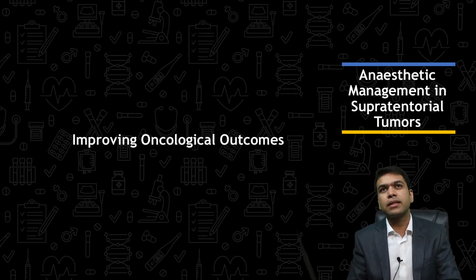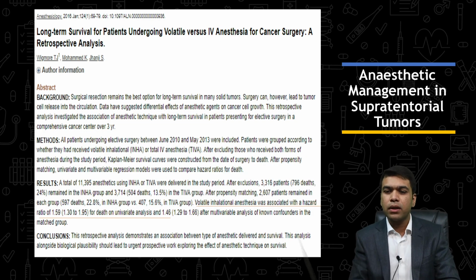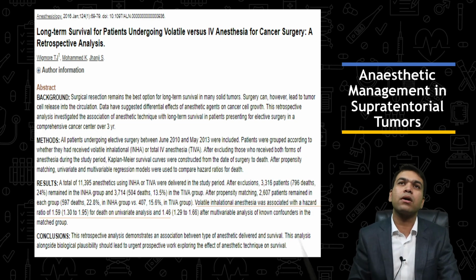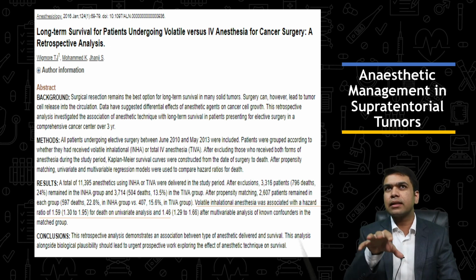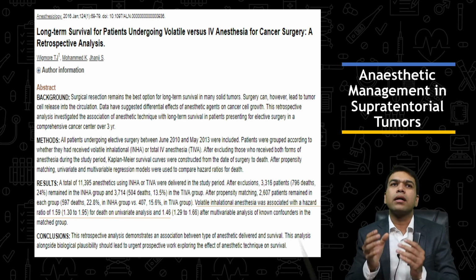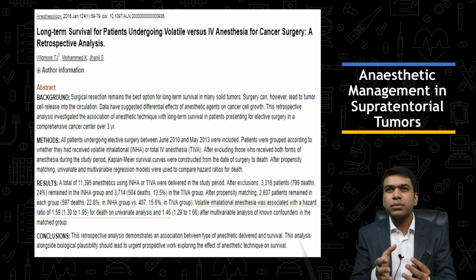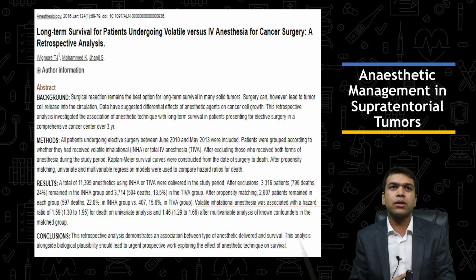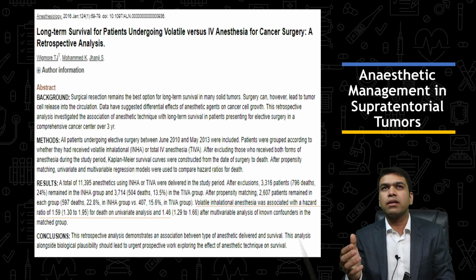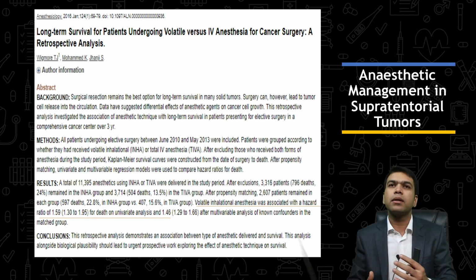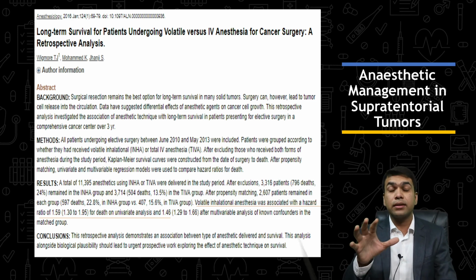The next thing is improving oncological outcomes. In future, more and more studies are coming up on how anesthetics impact the oncological outcome. This study compared volatile anesthesia and TIVA in solid tumors. They observed that volatile inhalation anesthesia was associated with a hazard ratio of 1.59 compared to TIVA. So this study shows that TIVA is better, but we cannot come to a conclusion. But in future, research will go in this direction as well.